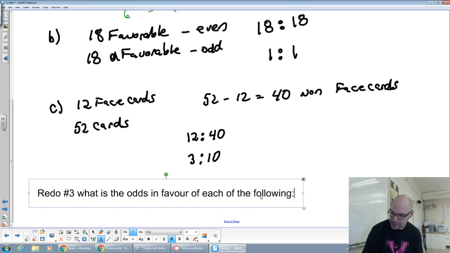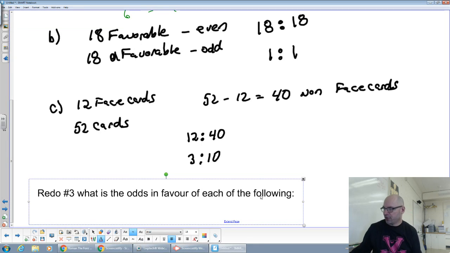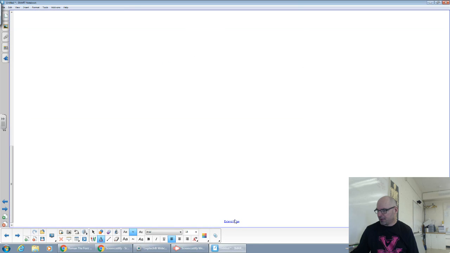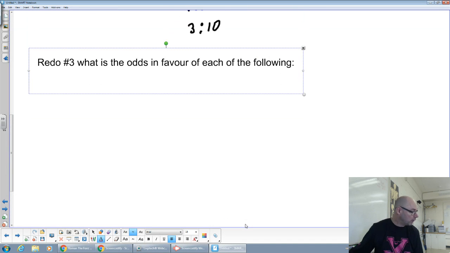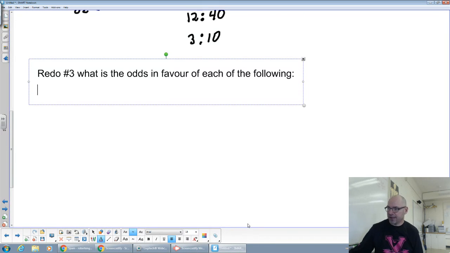Okay. So let's do some similar ones to what we had above. The first one was a six-sided die. So let's say a. Okay, I'm going to use a coin. So a coin has 2 sides to it, one head, one tail. So I'm going to say flipping heads on a coin. Okay, find favorable and unfavorable.